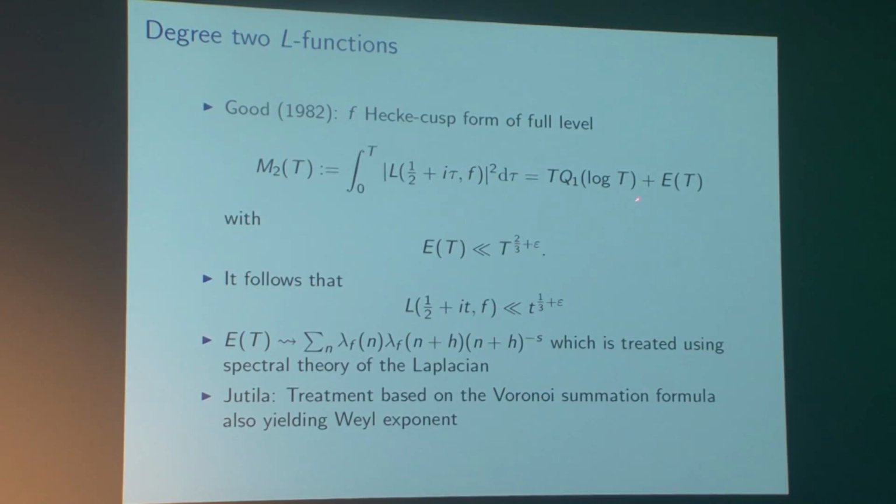Okay. So in this case, the error term is not as easy as in the case of the Riemann zeta function. It's not an exponential sum, but it's a shifted convolution sum involving the Fourier coefficients of the form f. Okay. And this he treated using the spectral theory of the Laplacian. Okay.